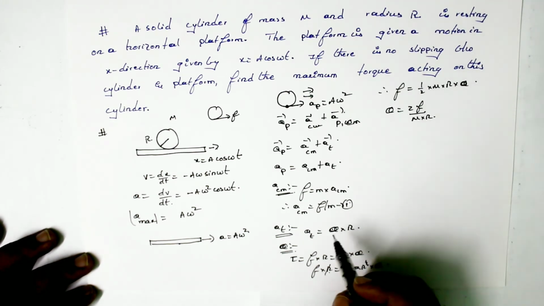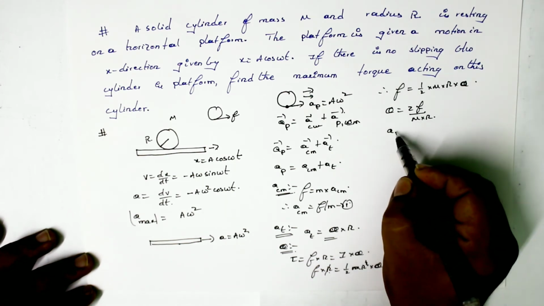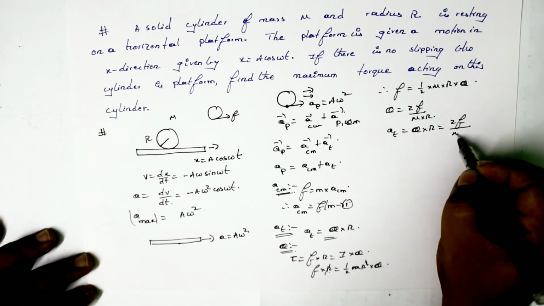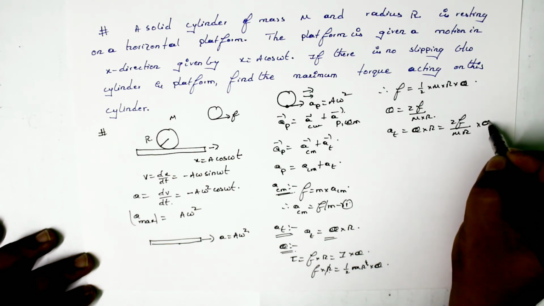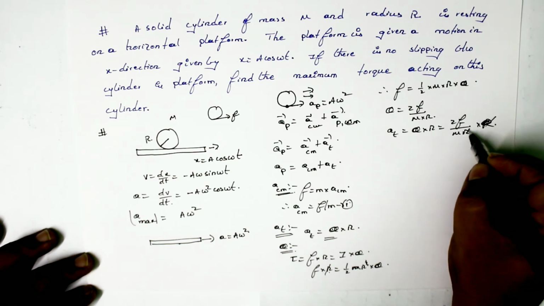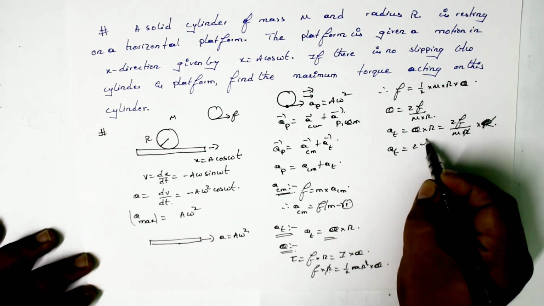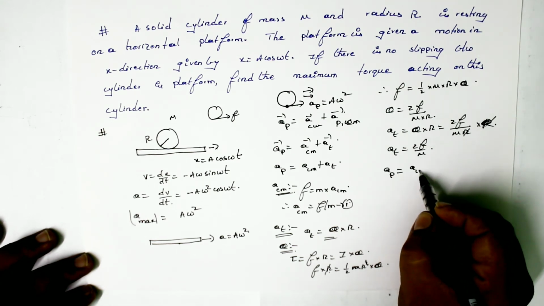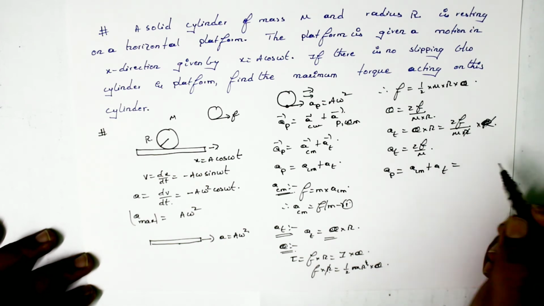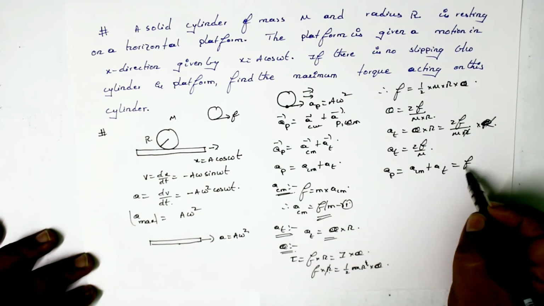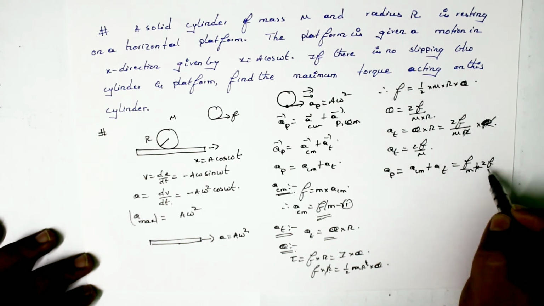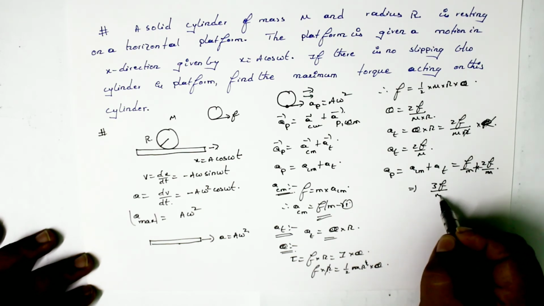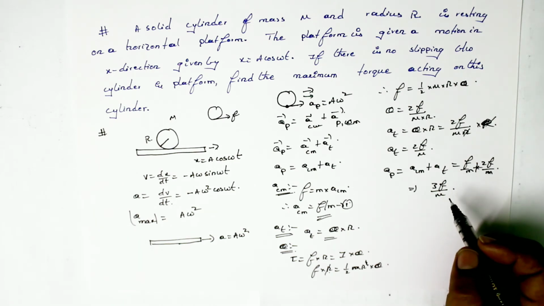Now take this alpha and substitute in this relation, then I will get tangential acceleration, which is alpha into r. Therefore 2F divided by m into r, into r. So r gets cancelled. So tangential acceleration is 2F divided by capital M. Therefore acceleration of point P is the sum of acceleration of center of mass plus tangential acceleration. Acceleration of center of mass is F by m, and tangential acceleration is 2F divided by m. Therefore total is equal to 3F divided by capital M. So this is the acceleration of point P.